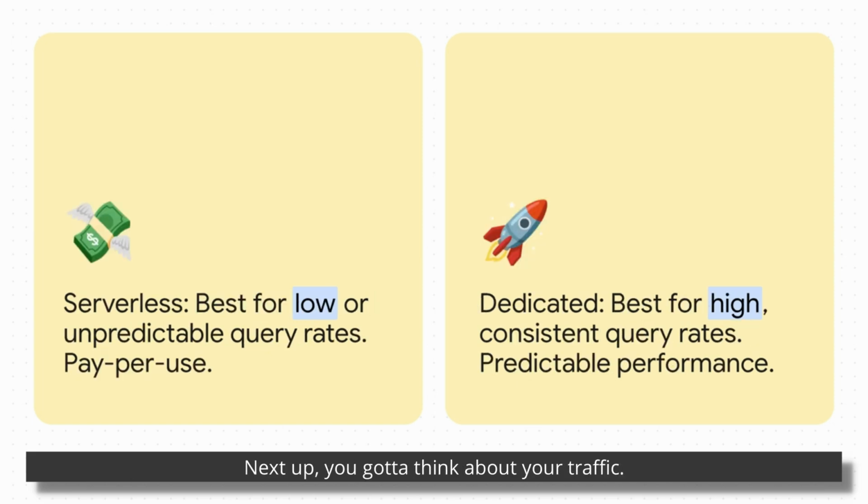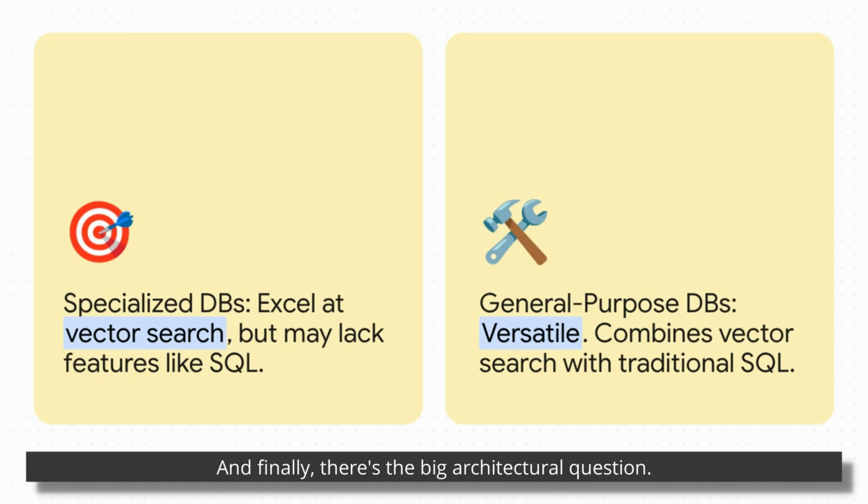Next up, you got to think about your traffic. Is it going to be spiky and unpredictable, or steady and high volume? If you're building, say, an internal tool that gets used now and then, a serverless model is a no-brainer. You only pay for what you use. But if you're building a big consumer-facing app with tons of users, you're going to want a dedicated instance. It gives you that rock-solid, predictable performance you need, even if it costs a bit more when it's just sitting there.